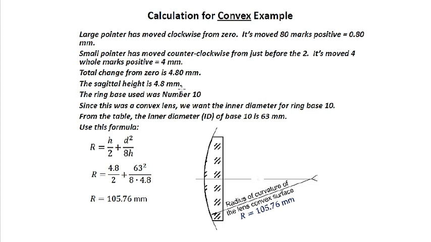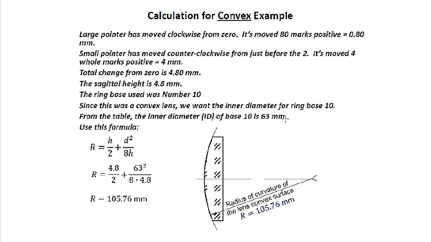This is a repeat of the very first one that we measured for your convex example, and we ended up getting 4.80, which is positive 4.80 millimeters. Then we're going to use that in the equation to get our R, the radius of curvature. The ring number in this case is number 10, so you go to the ring base sheet and get your diameter.